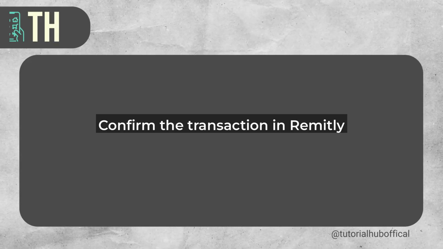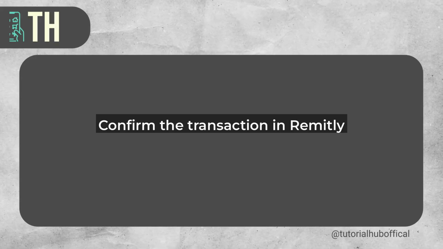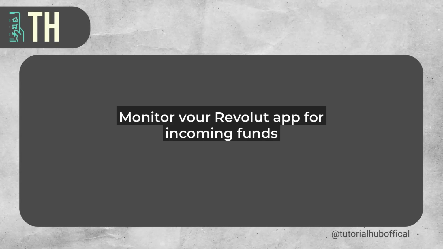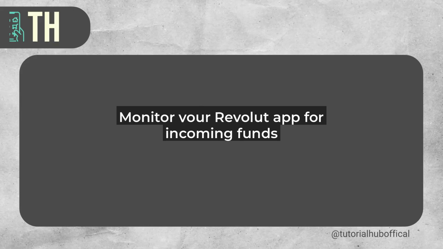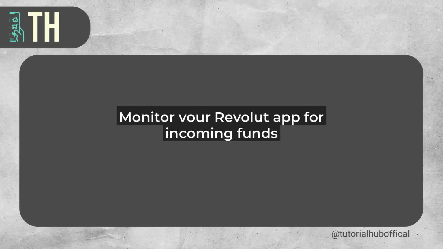After that, head over to your Revolut app. It usually takes 1 to 3 business days for the money to appear, depending on your locations. Keep an eye on your transaction history. Revolut will notify you when the funds arrive. If there's any issue, both apps have excellent customer support you can reach out to.